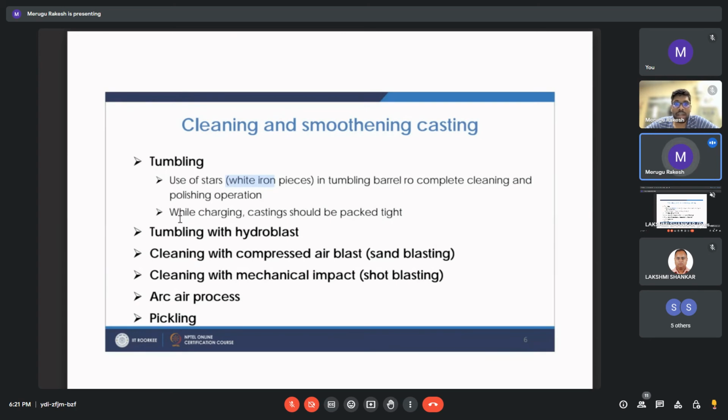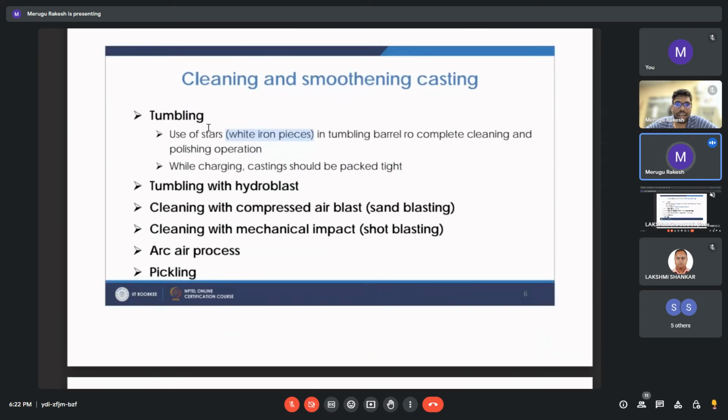And we have to make the casting tight, because we keep many castings at a time. If we don't make it tight, one casting will hit the other casting, and if that happens, the casting will get damaged. So we have to keep enough white iron pieces in between them.